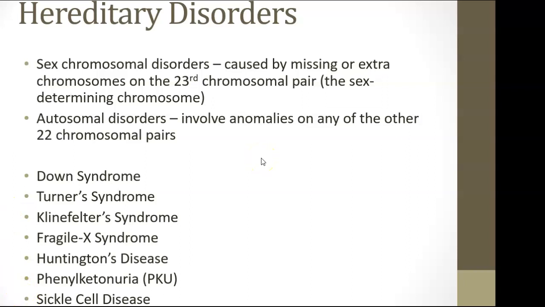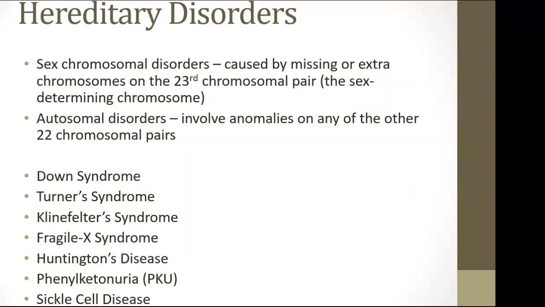Just to quickly run down, sex chromosomal disorders are caused by missing or extra chromosomes on the 23rd chromosomal pair. You saw that in the video, which is the sex determining chromosome. You remember the fun video we saw in the beginning? Autosomal disorders involve anomalies of any of the other 22 pairs, also seen in the video. Sometimes the video is easier to conceptualize, I think, than me just sitting here telling you about it. Then we have all the other ones on page 85 in your text.